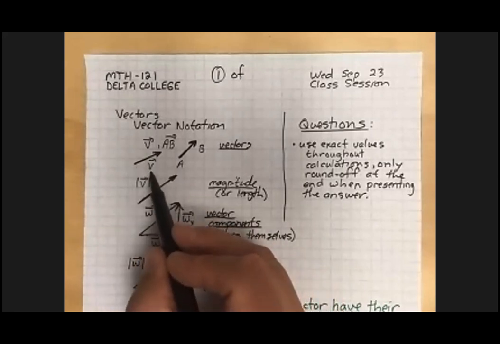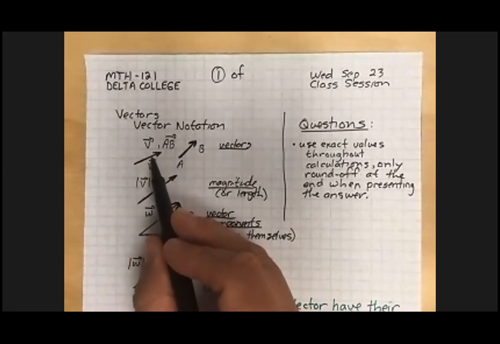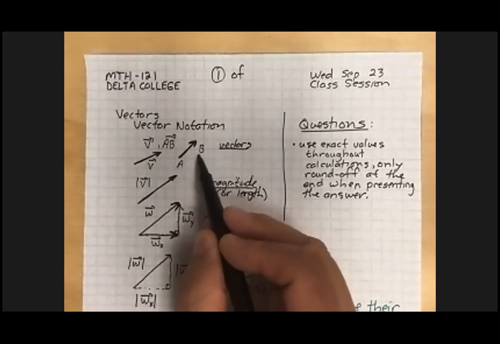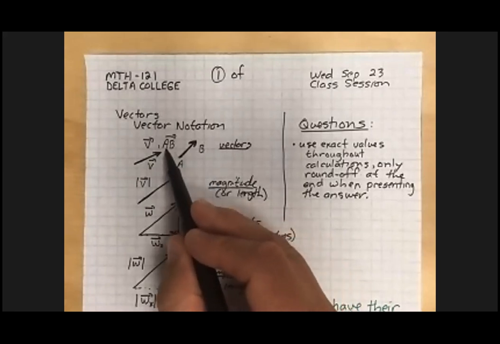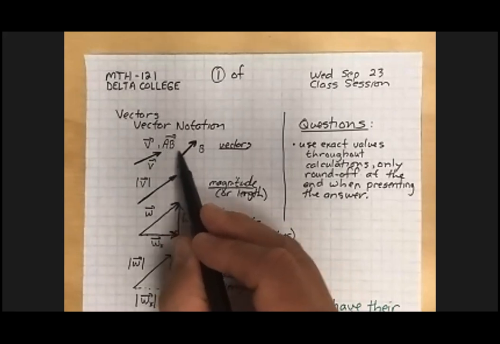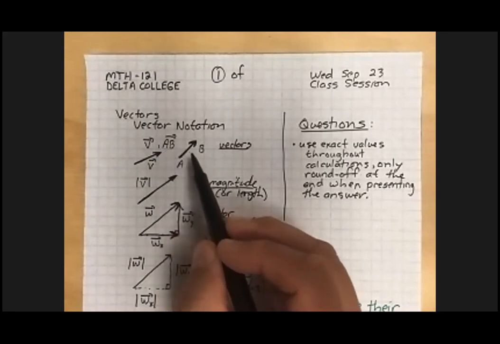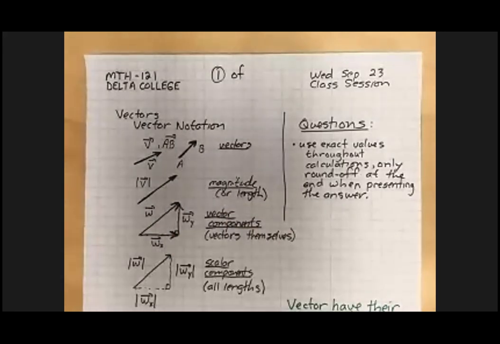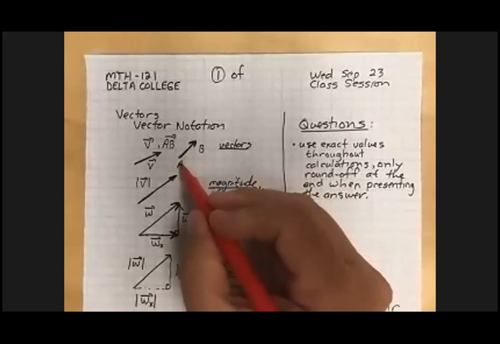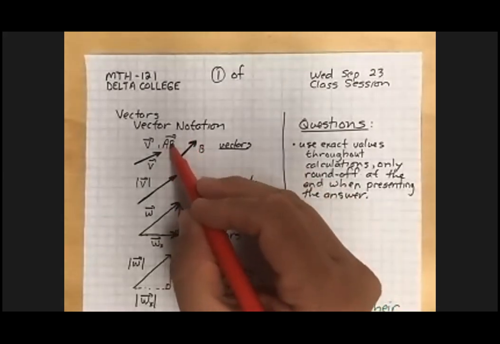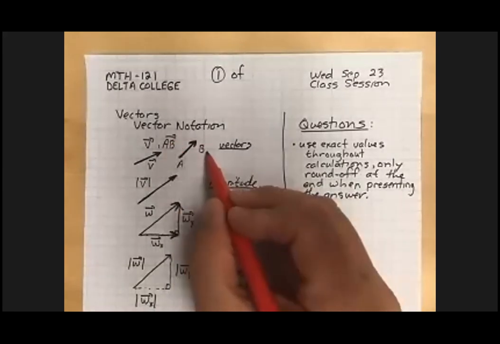You can name a vector with a single letter, like call this vector v. Or if you have 2 points, you can name a vector as you did a line segment. You could just call it the vector AB. But when you write the vector AB, it's really important that you obey the order. This vector started at A and ended at B, and that's why we go from left to right, A to B, and put the little vector hat on top.